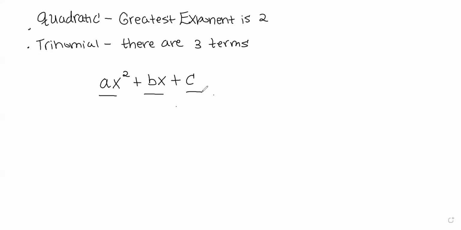Now, it's also called quadratic, meaning the greatest exponent you see is 2. There is an invisible 1 here. This is b times x to the 1 power, but this expression is not linear. Altogether, it's quadratic because the biggest exponent I see is 2.